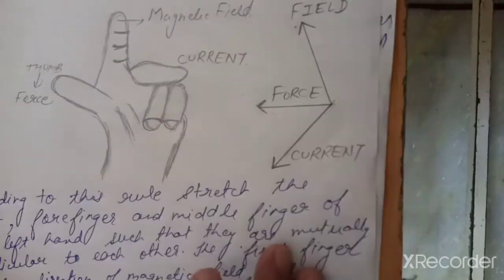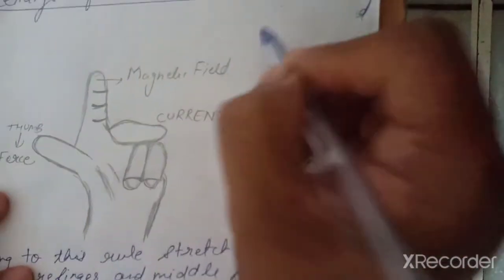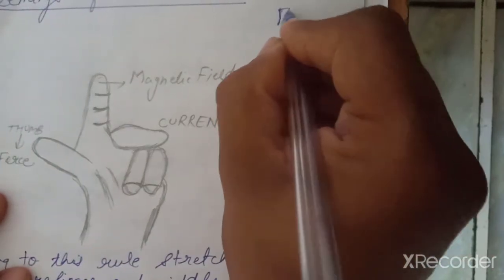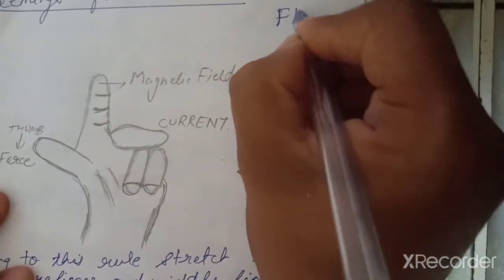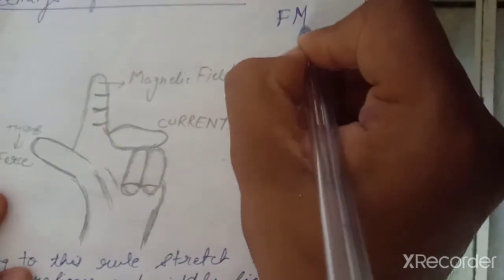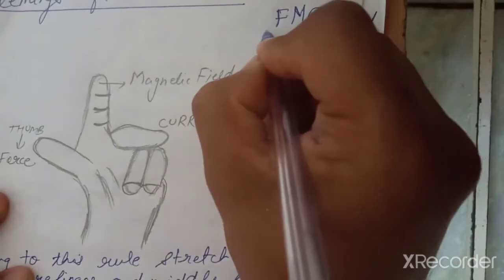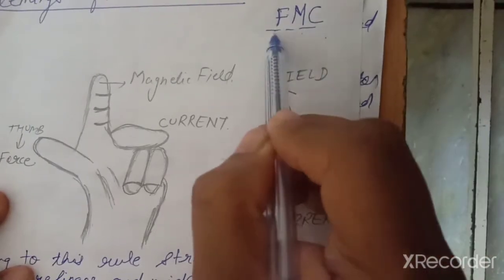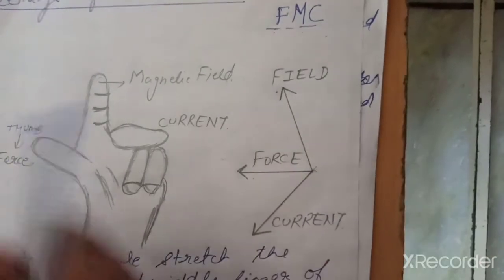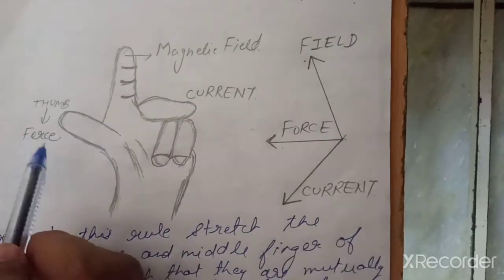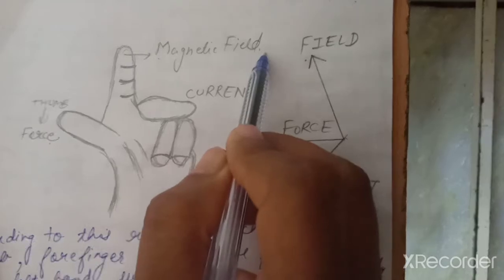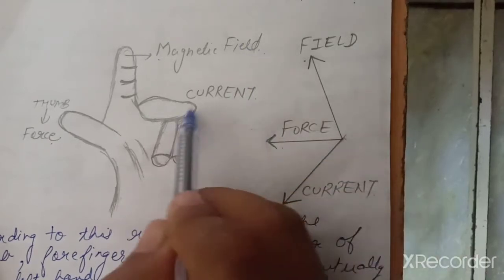So it is also called the FMC rule. What is this? This is the father, mother and child rule. F stands for the force on the conductor. What is the meaning of F? This is the force on the conductor. M is the magnetic field, and C is the direction of current.